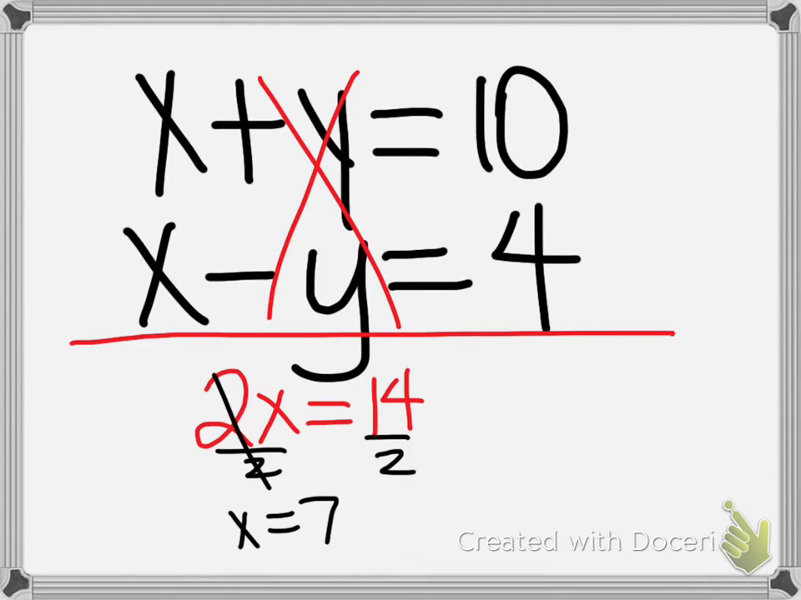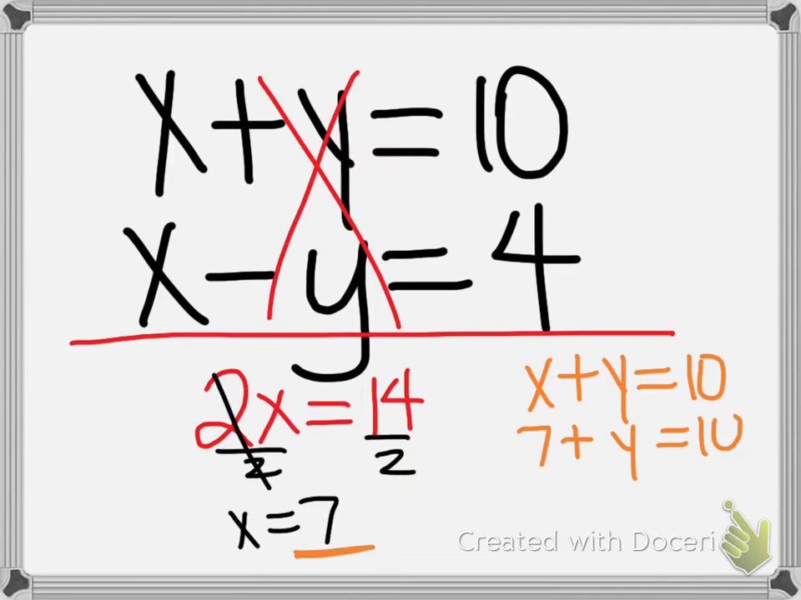So that's how we find the first variable. Now we need to find the second variable. So we choose either one of our equations. I'm going to choose the top equation, x plus y equals 10, and you want to substitute your answer for x into that equation. So I'm going to change the x to 7: 7 plus y equals 10. Now I want to solve for y. So I'm going to use the subtraction property of equality to eliminate the 7. So I subtract 7 from both sides, and that gives me y equals 3.